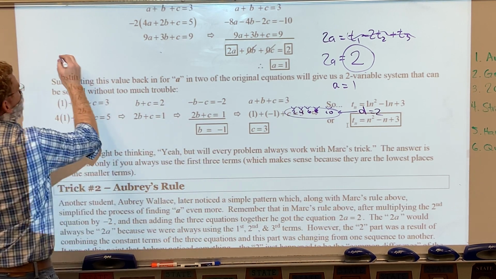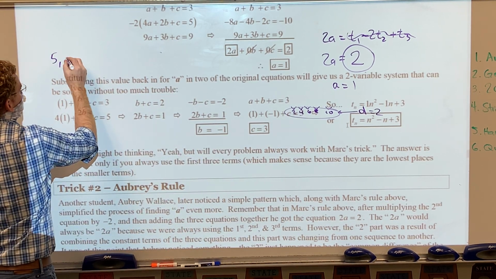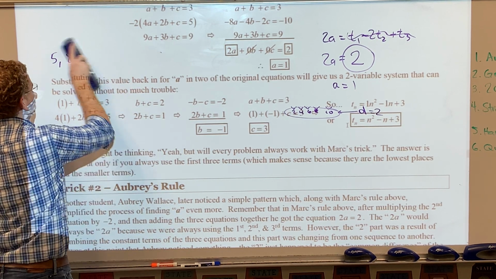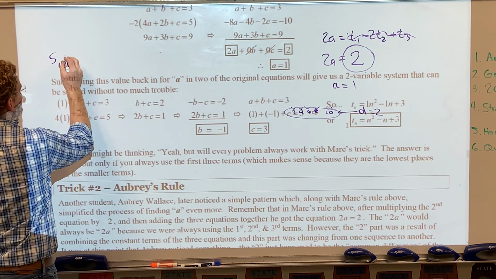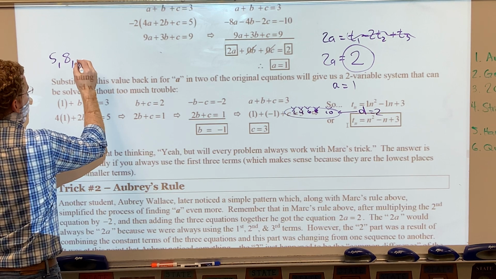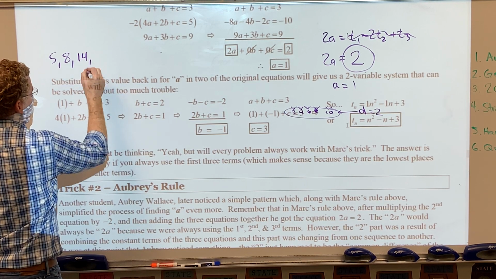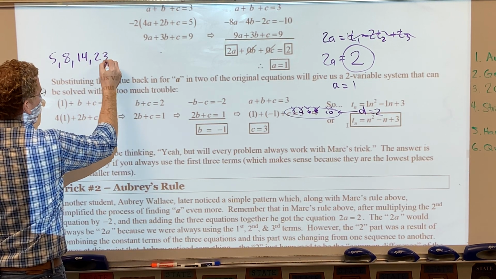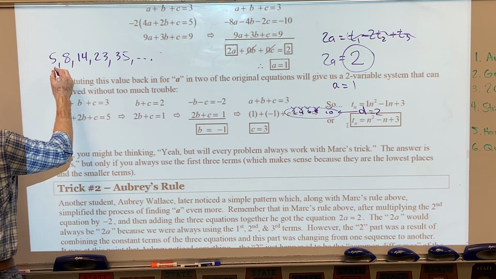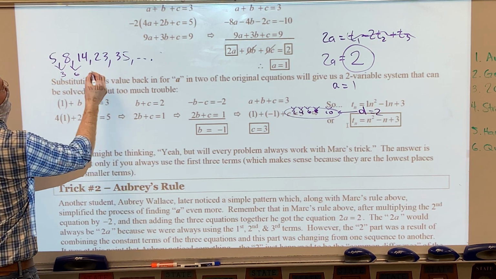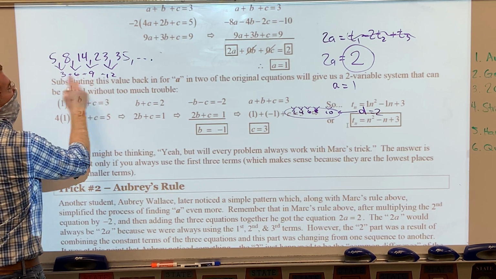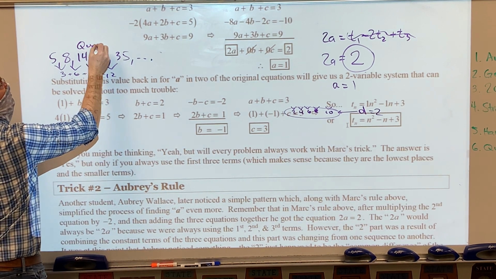So, if you have an expression like this, 5, 8, 14, 23, 35. And you looked at this and you went 3, 6, 9, 12. Oh, look, since that's arithmetic, I know this is quadratic, right?